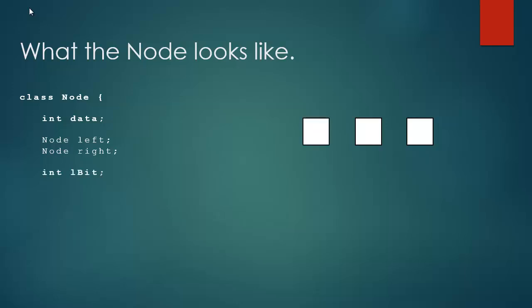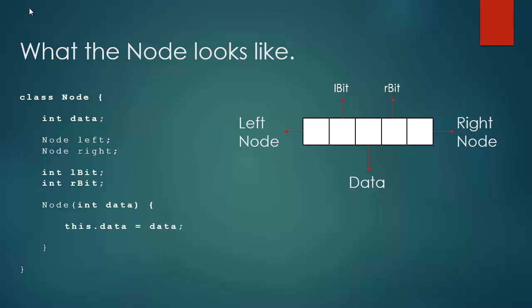Now the int L bit is basically an indicator. When it is 1, it indicates that it has a child node, and when it is 0, it tells you that it is connected to a thread. Similarly, the R bit. Now you have a constructor, int data, this.data equals data because you want to initialize it, and that's it. So you have data, L bit, R bit, right node and left node. This is how a node looks in the threaded binary tree.